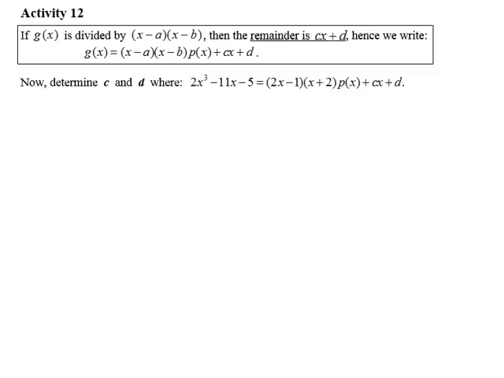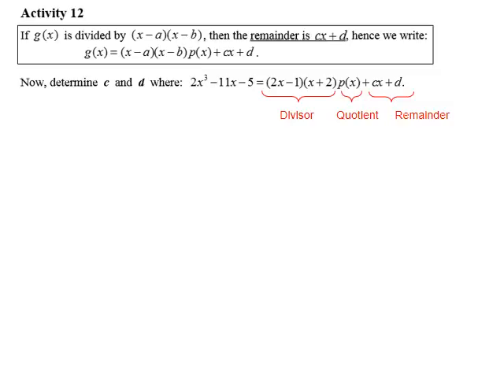And we can therefore write that g(x) is (x minus a)(x minus b) times p(x) plus cx plus d, where p(x) is my quotient and cx plus d is my remainder. If we're asked to determine c and d, where 2x cubed minus 11x minus 5 is equal to (2x minus 1)(x plus 2) times p(x) plus cx plus d, we can see that (2x minus 1)(x plus 2) is my divisor, p(x) is my quotient, and cx plus d is my remainder.